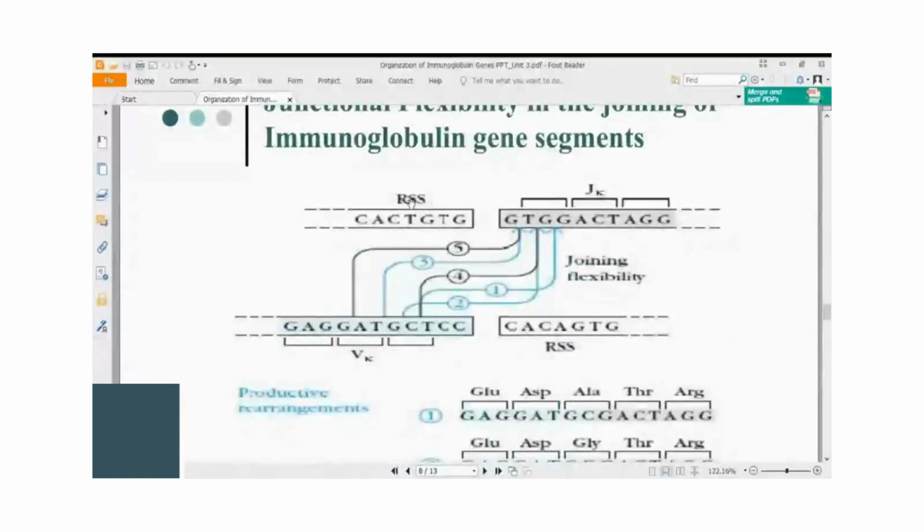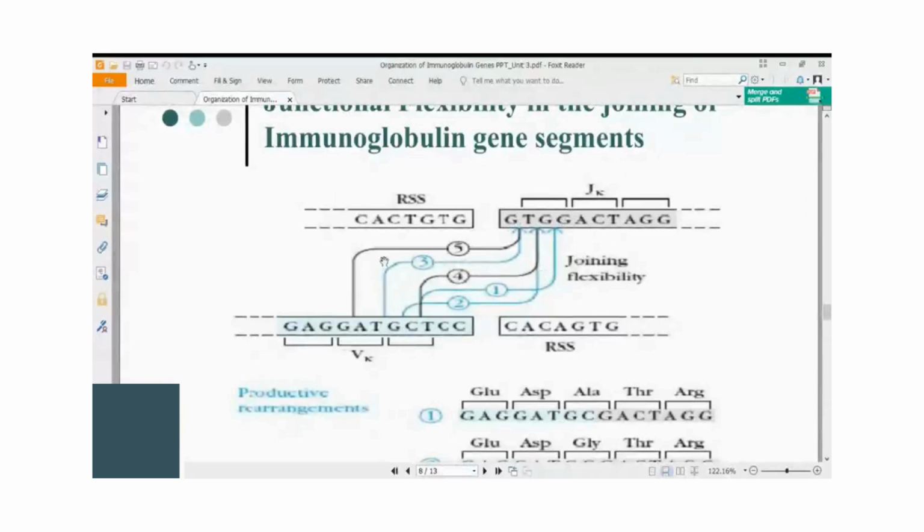Recombination signal sequence, they have shown some nitrogenous base sequences here, and this is in the variable region of the Kappa chain. Take the nitrogenous bases in triplets. Triplets represent the codon. Okay, and this is the J segment. VJC recombination we are talking about. When V is going to join the J, the recombination can take place in such a way that it can be end-to-end recombination or in-between recombination.